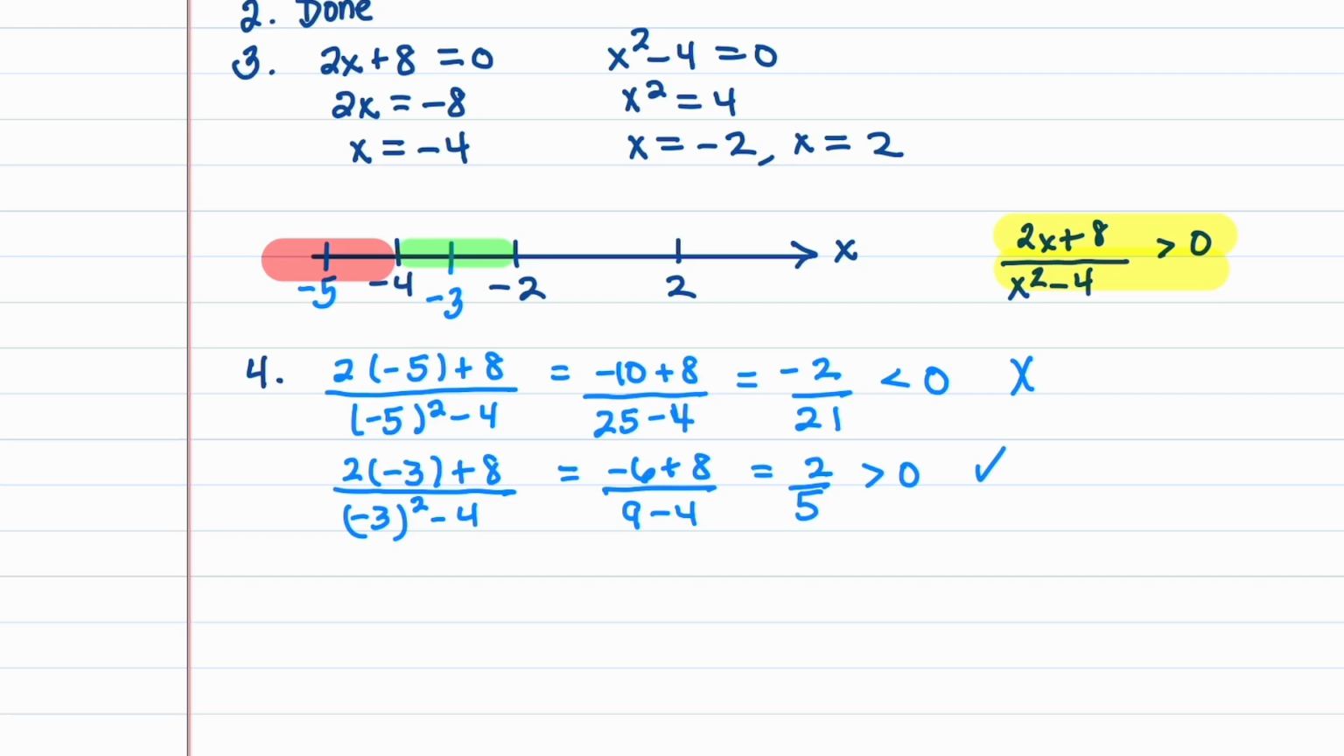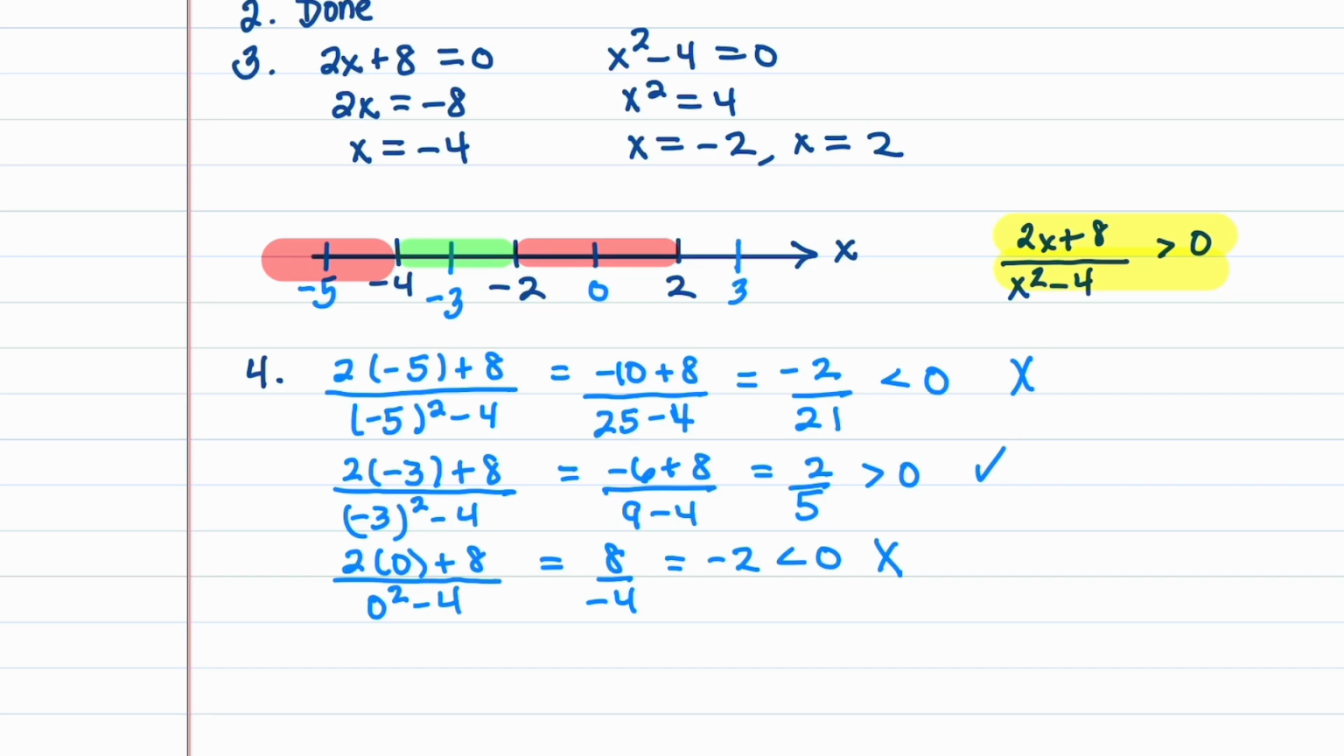This region's the best one because we can pick 0. Let's go ahead and let's plug in 0. This is 2 times 0 plus 8, all divided by 0 squared minus 4. So this is just 8 divided by minus 4, which is negative 2, and that's less than 0. And that's not included because our inequality has to be greater than 0. So let's mark that region as a no. Put that in red. And then we'll go ahead and let's test our last region.